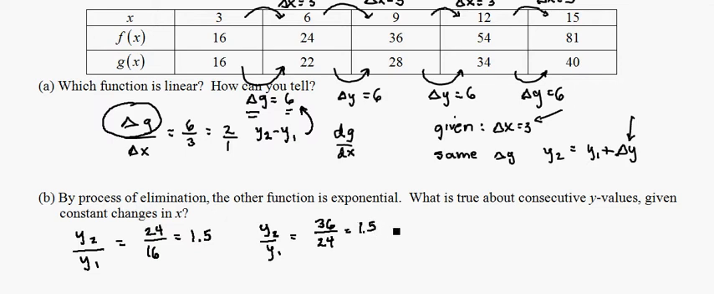1.5, right? Keep in mind what that's really saying is that that next y value can be calculated by multiplying the previous y value, right? And again, this is for a given delta x, right? Delta x equals 3.